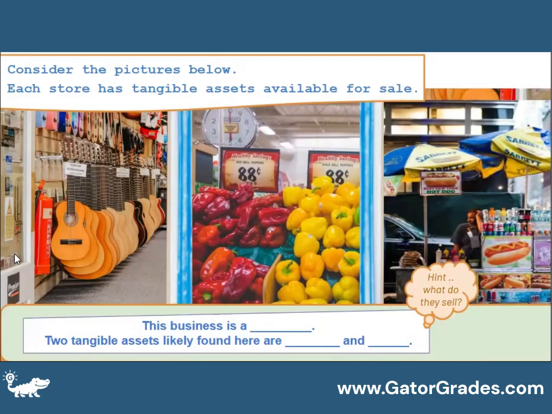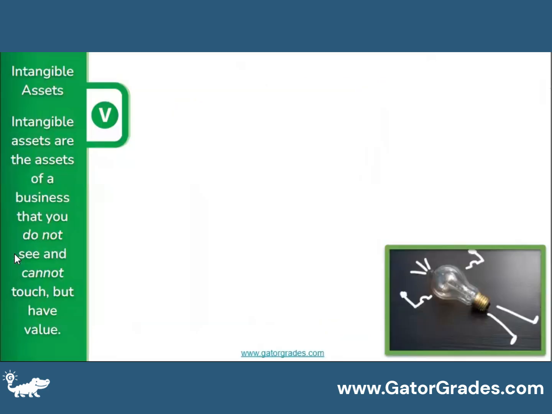And picture number three. Here we see a vendor on the street. Although they are not a retail storefront, they are also a retail business with tangible assets. Using the same sentence frame, this business is, that's right, a hot dog vendor. Two tangible assets likely found here include hot dogs and beverages.